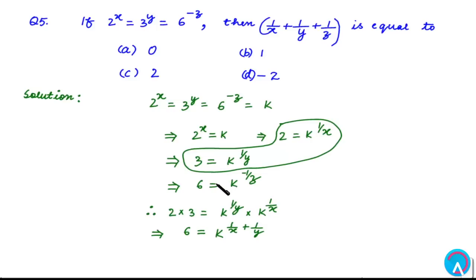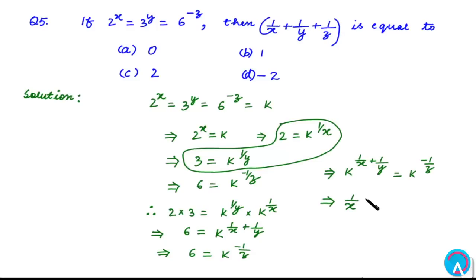And also we have 6 equal to k raised to power minus 1 by z. That means 6 is also equal to k raised to power minus 1 by z. So we can equate these. On equating these, we will get, this implies k raised to power 1 by x plus 1 by y is equal to k raised to power minus 1 by z. So on both sides we have the same bases, so the powers will also be equal.